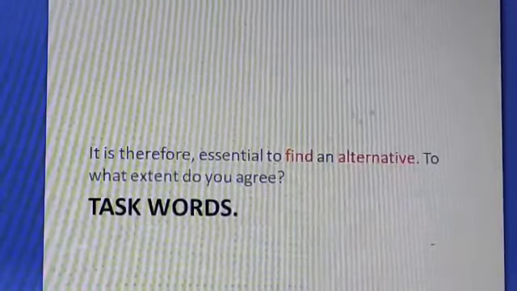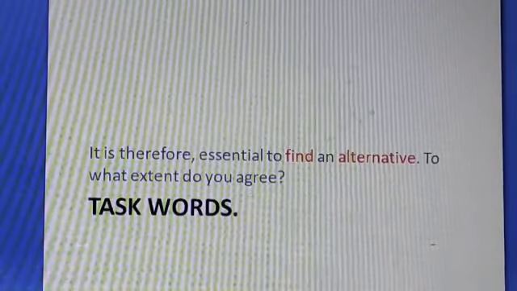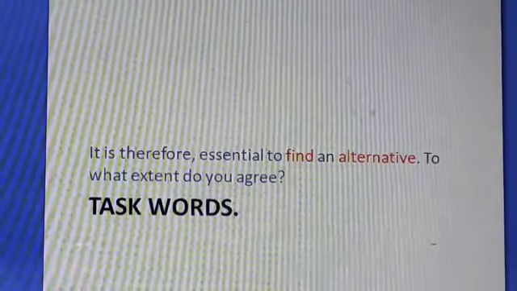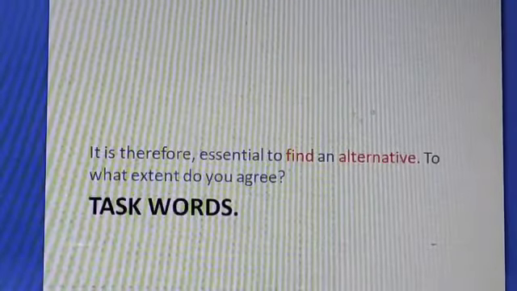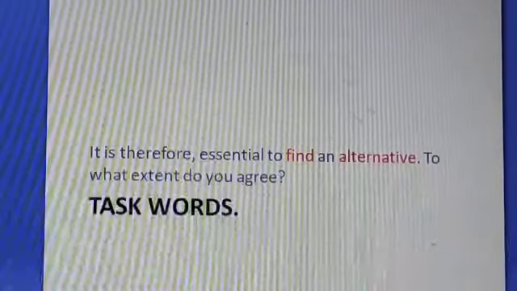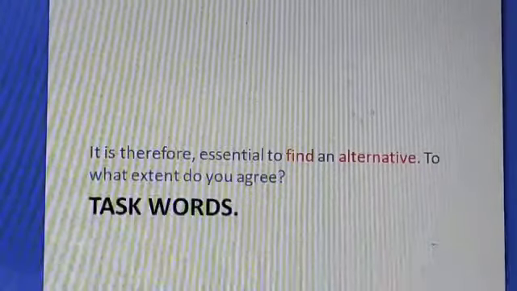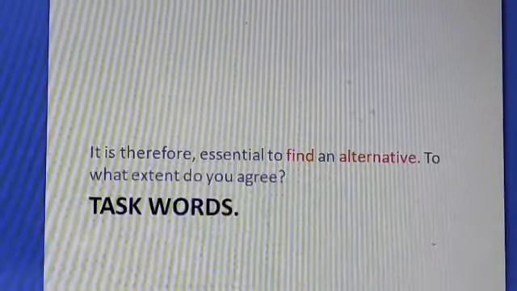Okay, so these are the task words you can see in the slide. It is therefore essential to find an alternative. To what extent do you agree or disagree? It's an agree-disagree essay, and what you have to tell is whether you think it is important to find an alternative or it is not. So this is what the task words are.